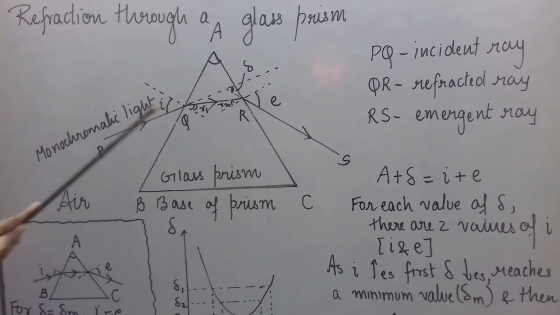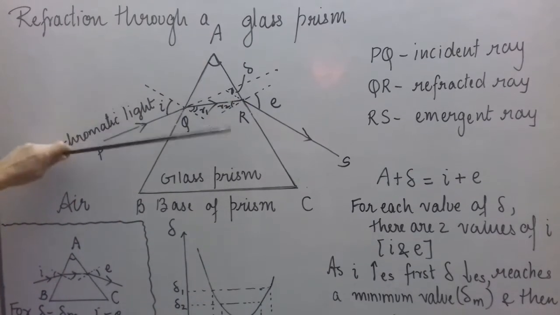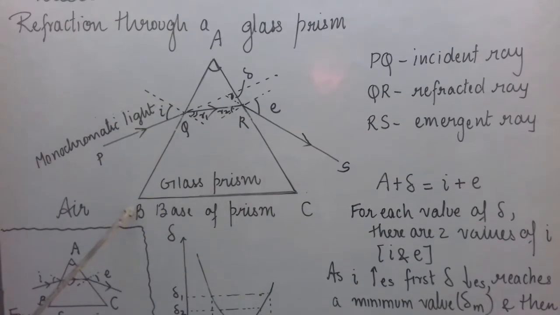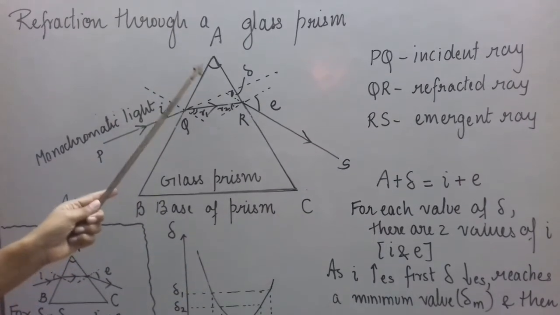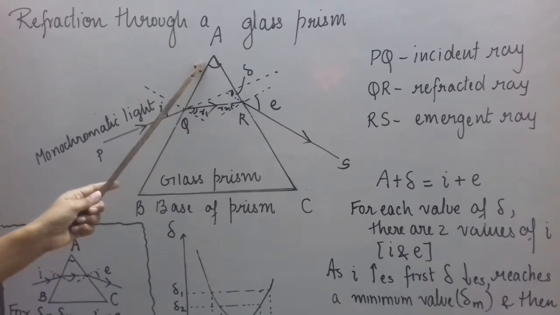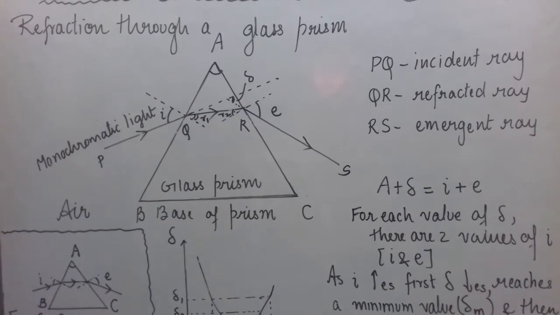But in both the cases, the ray is bending downwards, away from this angle. And in fact, BC is the side opposite to angle A of the prism. What is the angle of prism? We have done this before also. It is the angle between the two refracting surfaces of the prism.